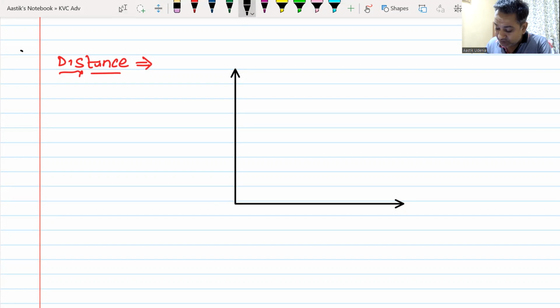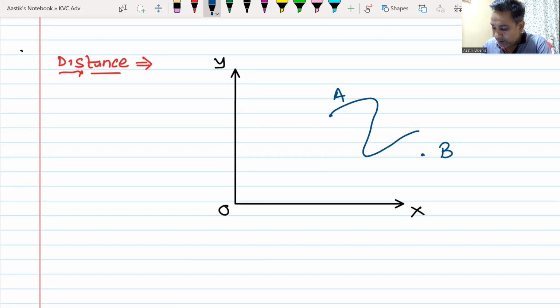What is distance? So this is my origin. This is my reference axis, x-axis and y-axis. The particle is here at point A. It might go to this point B, and as you can see, it might follow any path. Now tell me, what is the distance traveled by the particle?